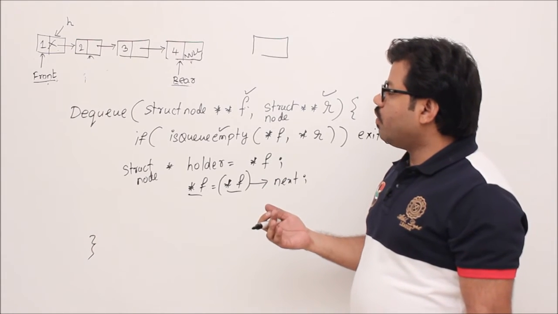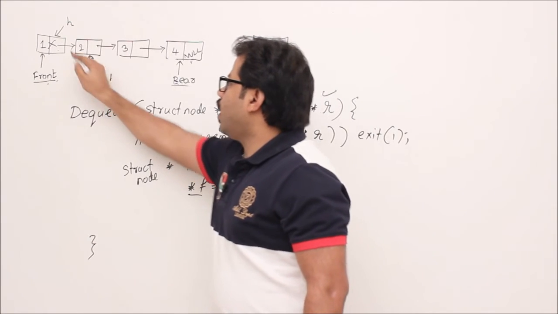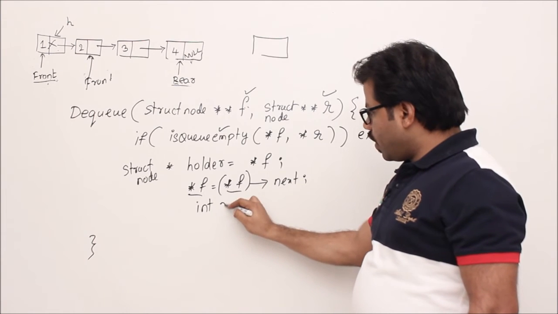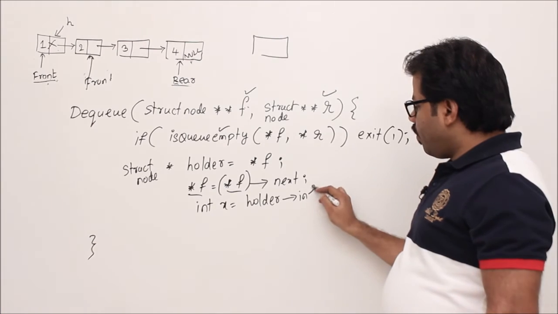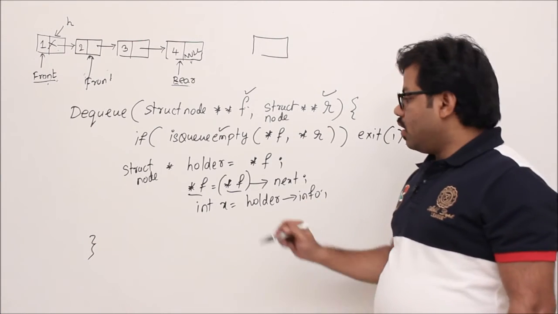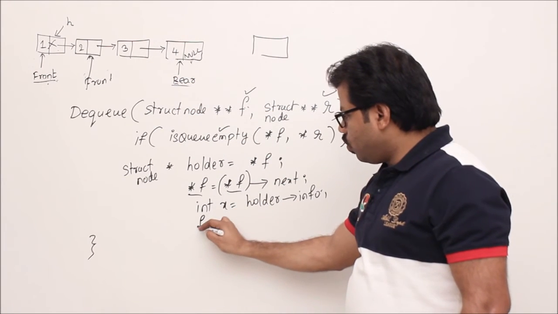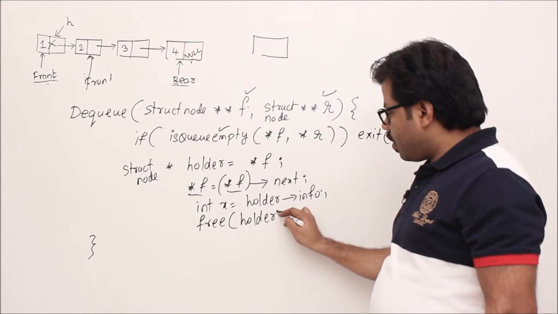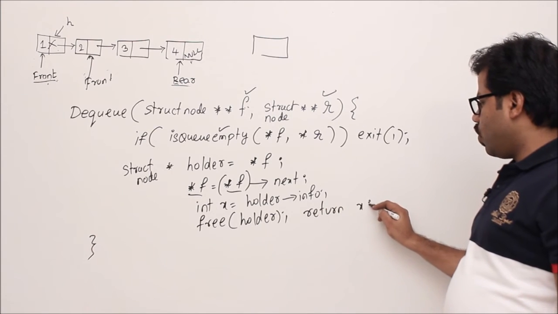Now what do we want to do after that? Front will come here after that. So I would like to remember the information which is at holder. That's why int x equal to holder->info. So now I have the value which is to be deleted. Okay, let me keep that with myself. After that I am going to free that box. How to free the first box? Holder is the pointer for that. That's why free(holder). After that, what to do? Return that x. We'll see whether this code works or not.